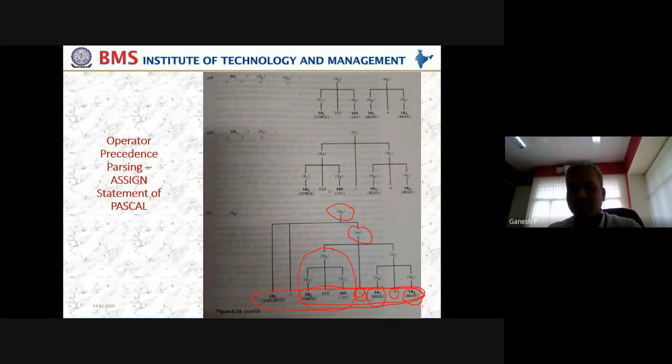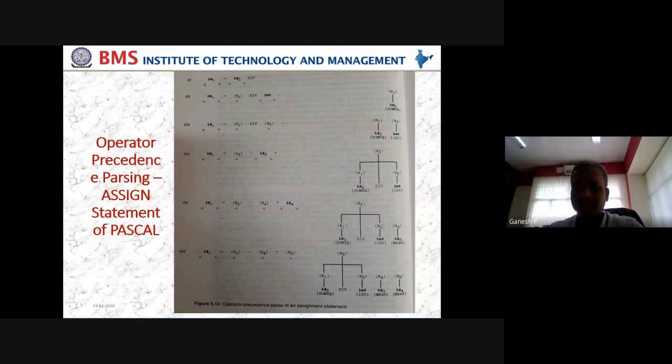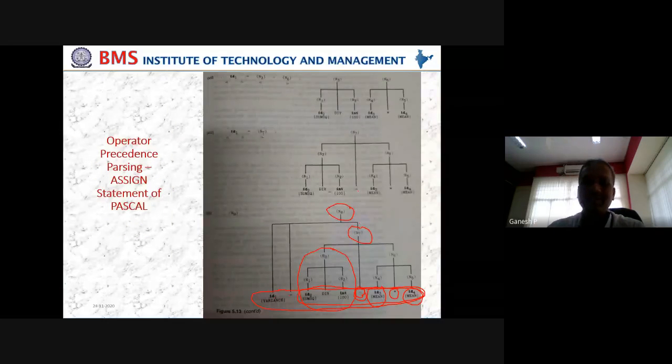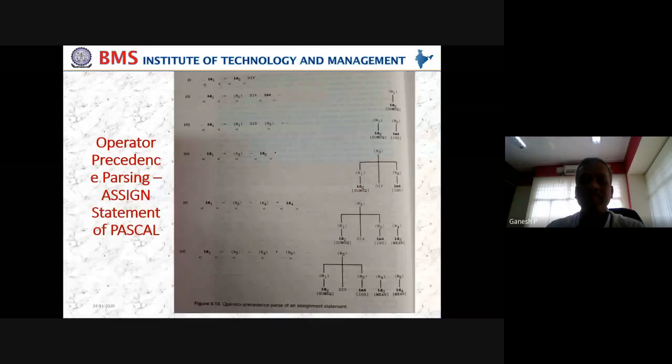As you observe here, the construction of this particular tree is from a bottom-up approach. That's what the operator precedence rule states. Accordingly, the tree has been constructed. We have to show the step-by-step process. That is a point we have to keep in mind.